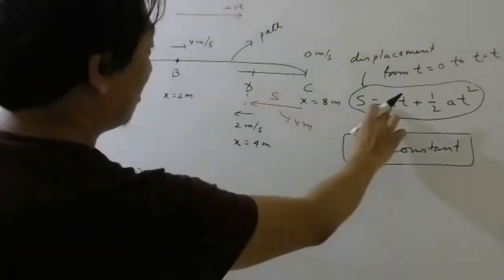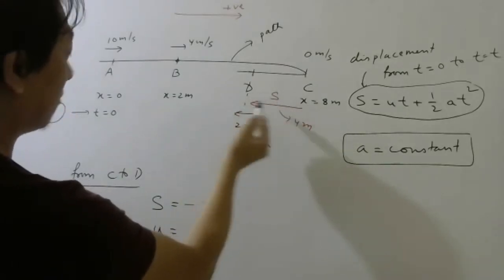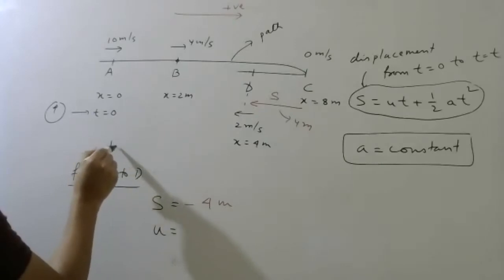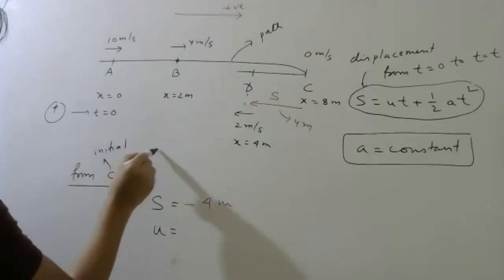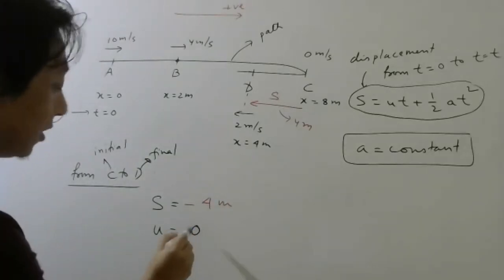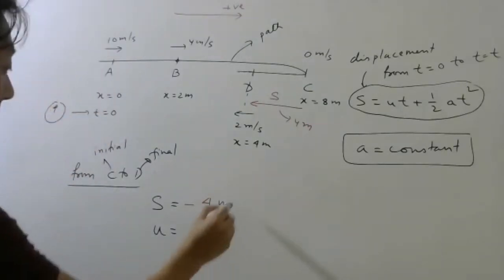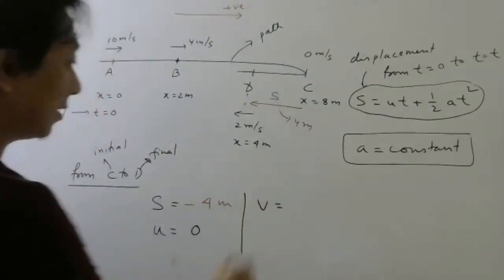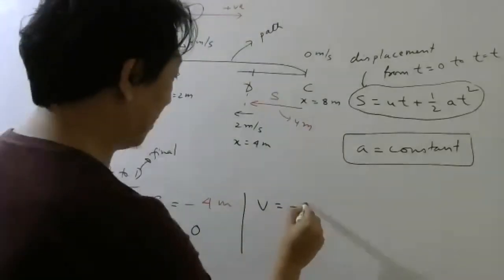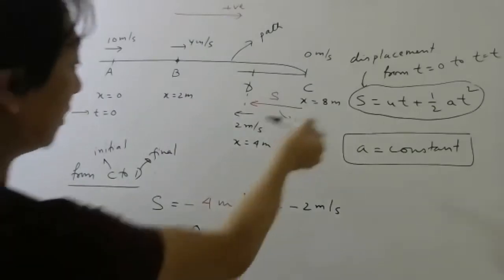Okay. What is U? What is the initial velocity from C to D? This is initial. This is final. It is 0, so for 0 it doesn't matter, plus 0 or minus 0. V is how much? Be careful. Now it is good. Minus 2 meters per second, because it is moving this side.